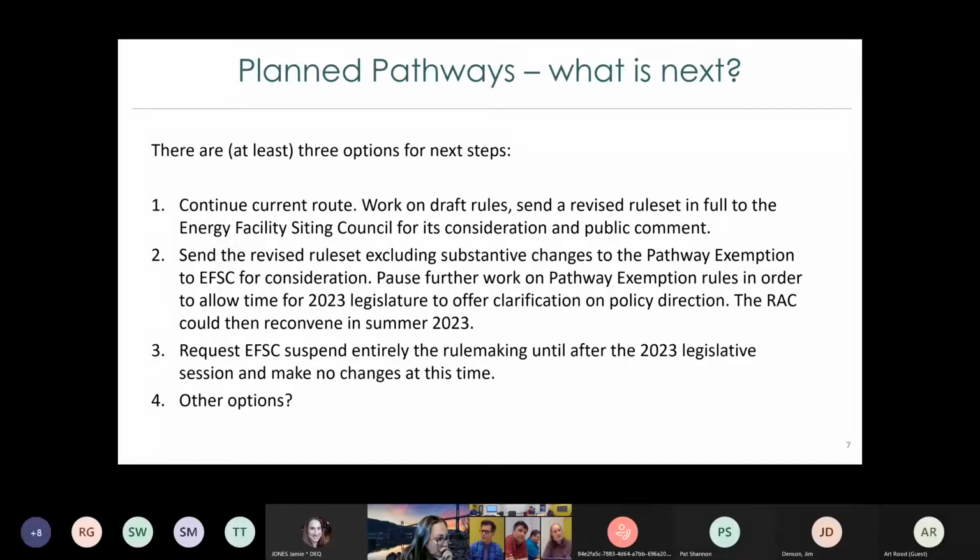We'll get back together at some point, in our minds probably January timeframe, when the next meeting might be, to talk about the draft of the rules. And at that time, at least in my mind, is when we would look at these options on the slide right now, and if we want to deviate from the pathway that we're on right now, which is really number one, which is to keep going. So that's, in my mind, where we're at.